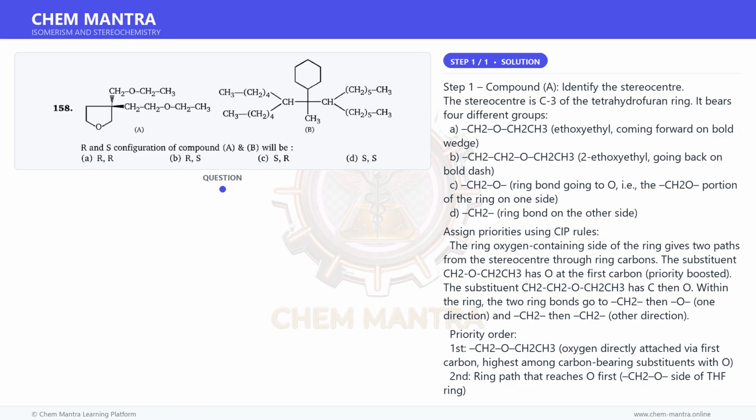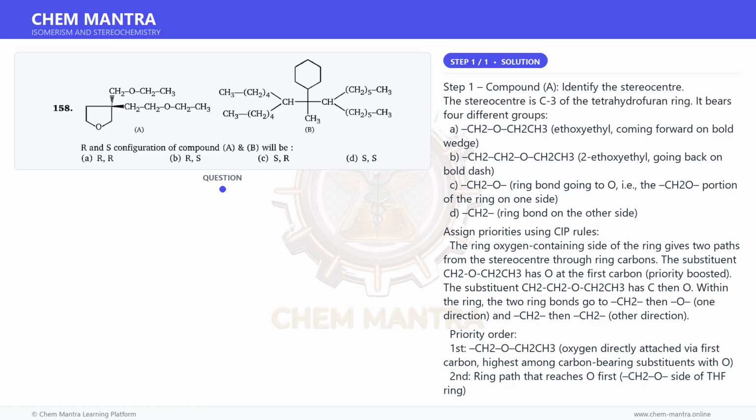C. CH2O, ring bond going to O, i.e., the CH2O portion of the ring on one side. D. CH2, ring bond on the other side. Assign priorities using CIP rules. The ring oxygen-containing side of the ring gives two paths from the stereocenter through ring carbons. The substituent CH2OCH2CH3 has O at the first carbon, priority boosted.